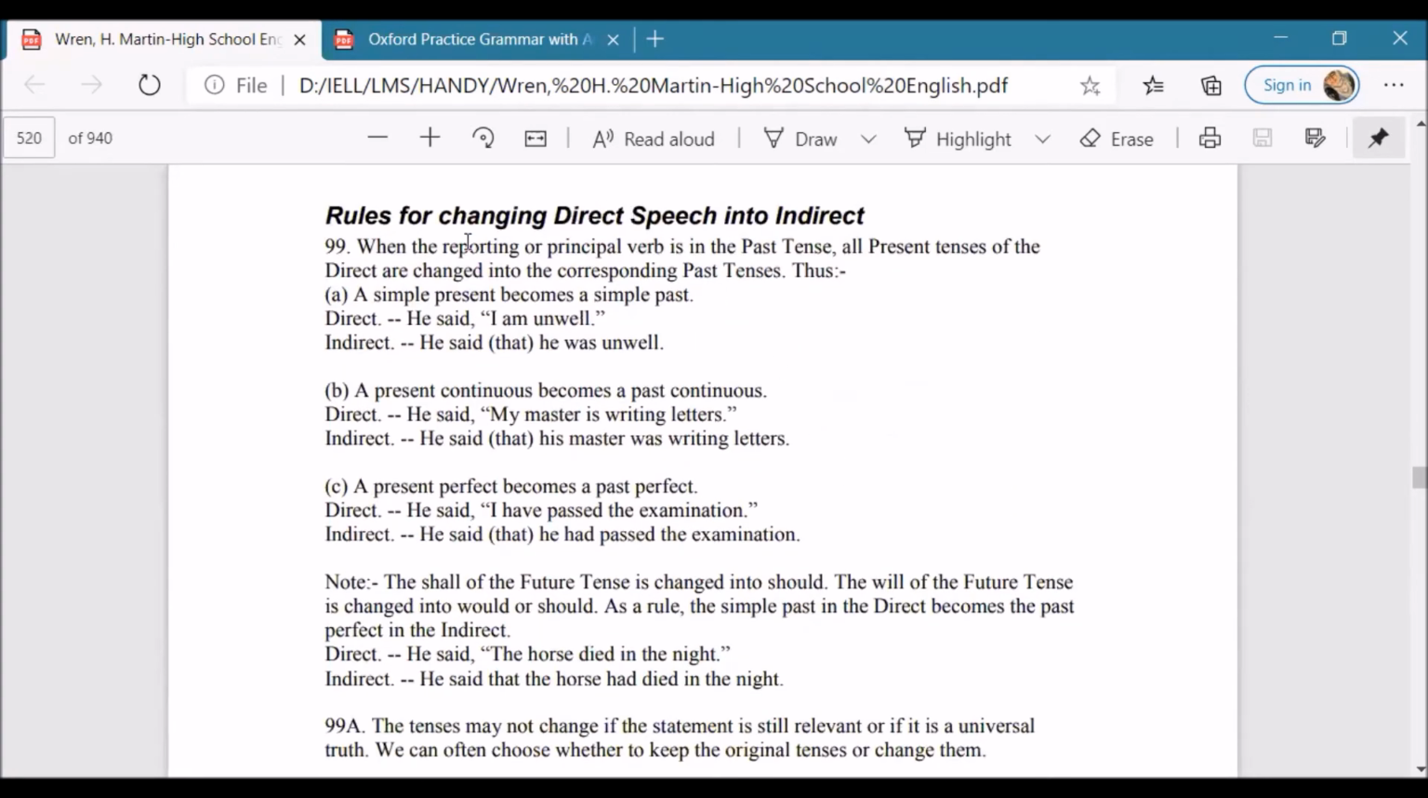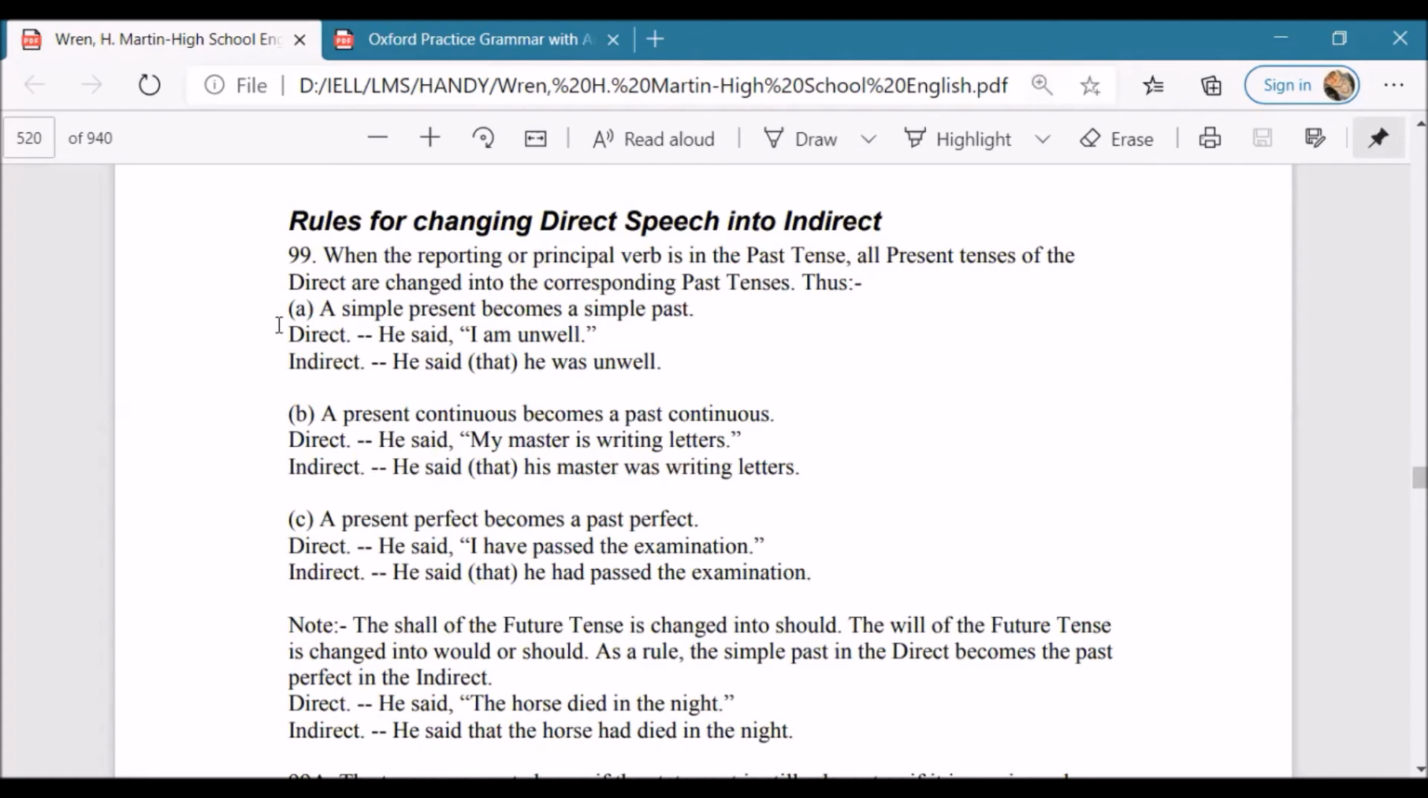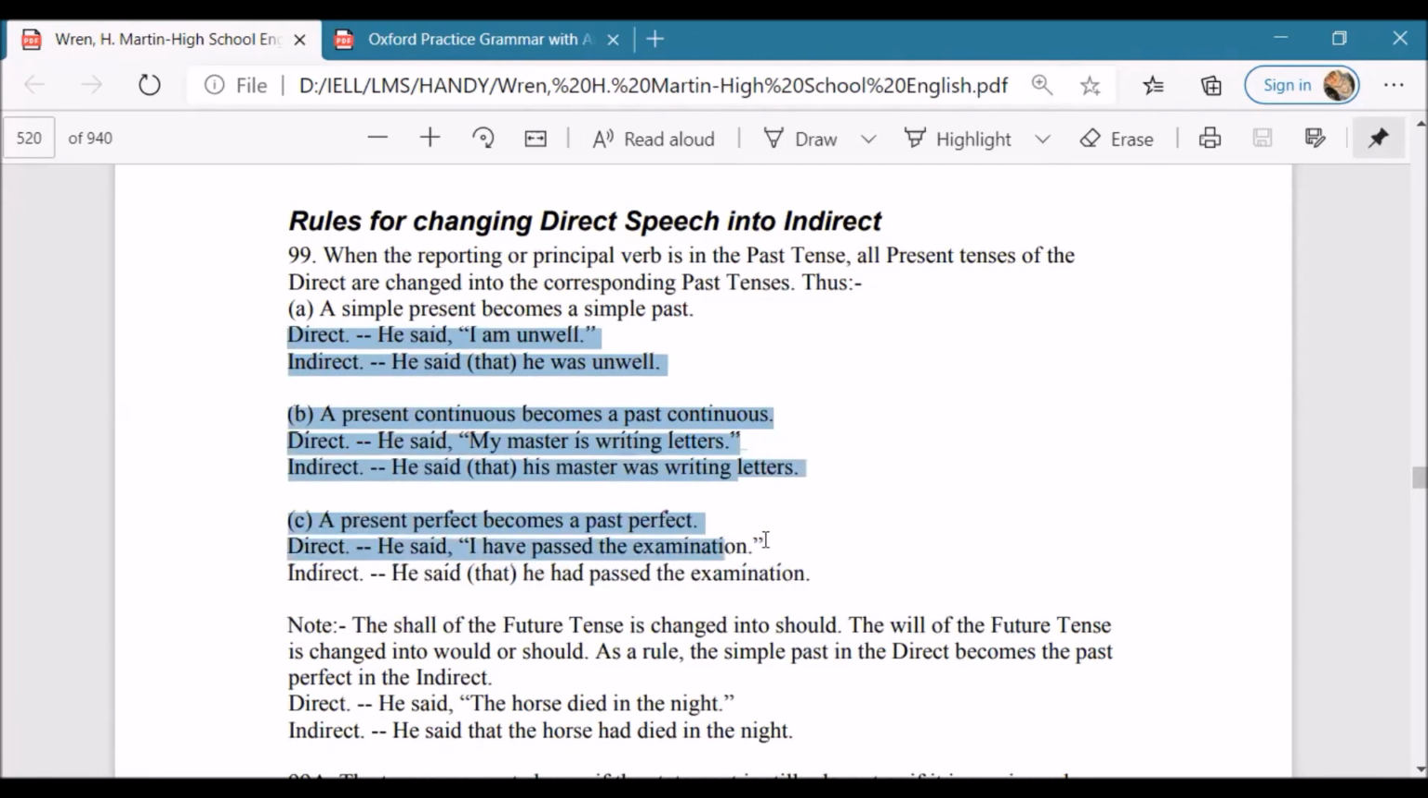Yes. So here are basically the tense changes. Here we would see a simple present becomes simple past. A present continuous becomes past continuous. A present perfect becomes past perfect. So you can take a screenshot of these examples. See here, this is for present. Present continuous becomes past continuous. Present perfect becomes past perfect.